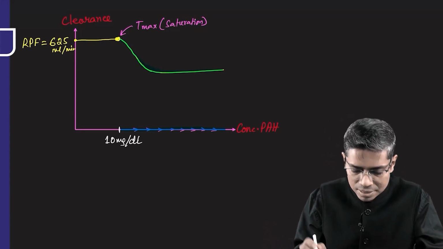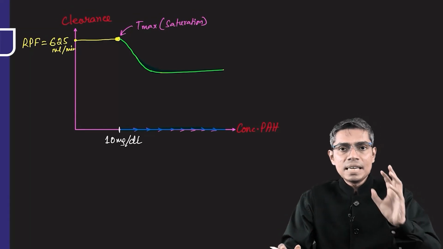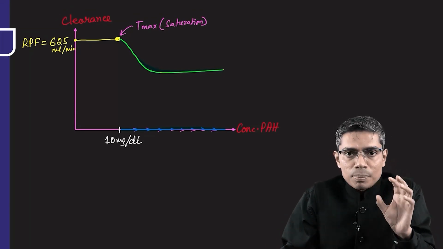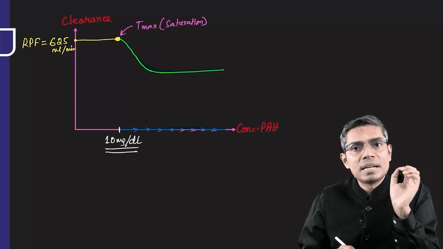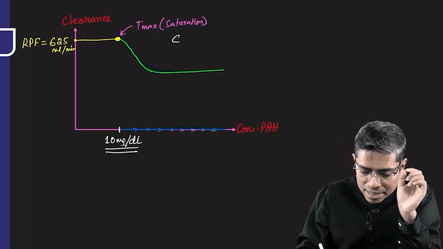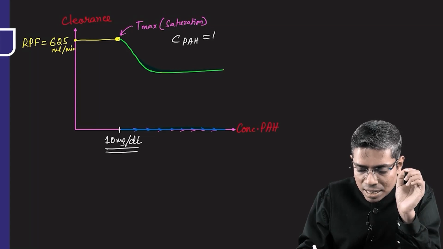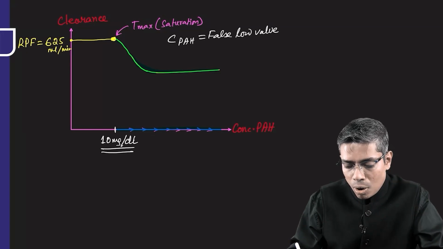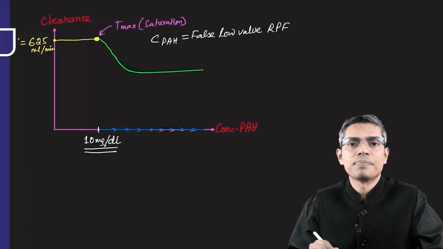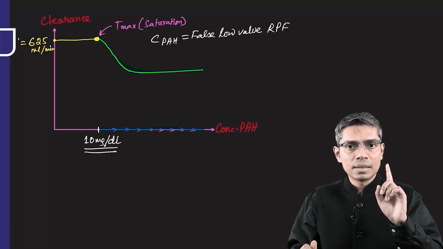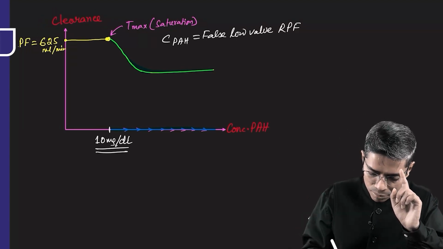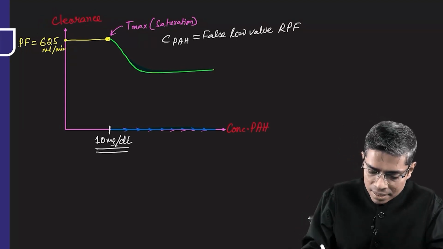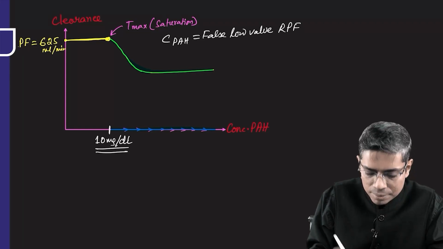So this curve is very, very important. If you inject a huge amount of PAH, whenever your PAH concentration in the plasma is greater than 10 milligram per dl, the clearance of PAH will give you a falsely low value of renal plasma flow. So if you want to measure the renal plasma flow by PAH clearance, the concentration should be lesser than this 10 milligram per dl. Then and only then are you going to get this kind of curve, right?